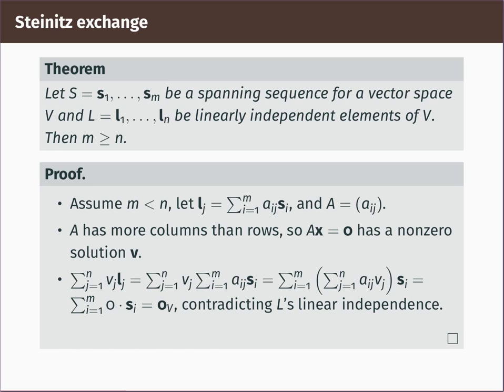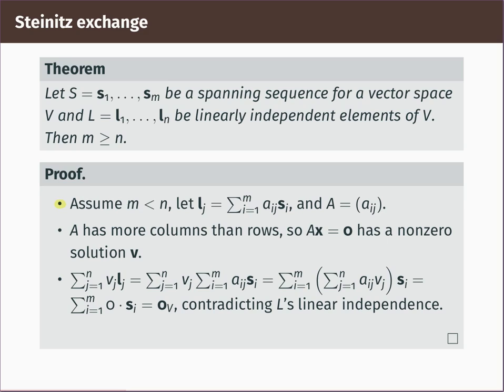It's called the Steinitz exchange lemma, and I've actually called it a theorem here because it's really a difficult and interesting result. Here's what it says. You take a vector space V. You suppose that you've got a spanning sequence S1 up to Sm for V. You then take any linearly independent sequence L1 up to Ln of V. The conclusion of the theorem is that m is greater than or equal to n. In other words, the size of any spanning sequence is greater than or equal to the size of any linearly independent sequence. Here's how the proof goes.